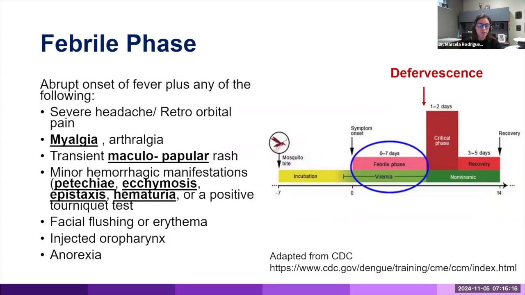So a little bit more details about the febrile phase. Fever is the most common presenting sign in a person with dengue. Usually it lasts between 2 to 7 days. The onset is abrupt, and the patient has any of the following symptoms. They have severe headache, retroorbital pain, significant myalgia, arthralgias, a transient maculopapular rash, and minor hemorrhagic manifestations such as petechiae, ecchymosis, epistaxis, bleeding from the gums, hematuria, or a positive tourniquet test. They can also have facial flushing or erythema, injected oropharynx, and they can also present with anorexia.